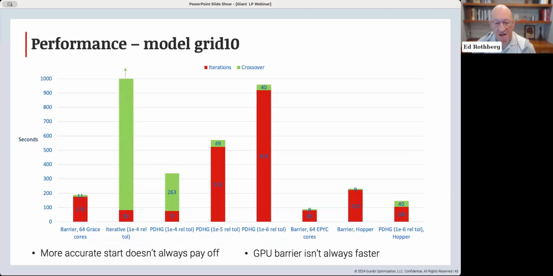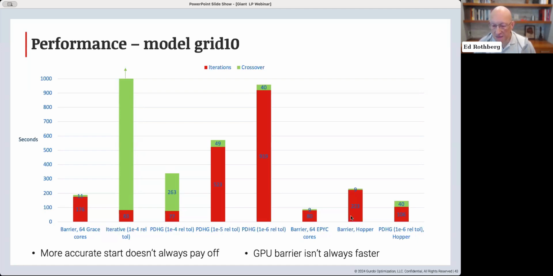All right, so here are results for a different model, a model grid 10. On this model, the barrier solver didn't have that much trouble solving, at about 190 seconds. So the iterative solver was able to solve this model quickly, but the crossover didn't converge. For PDHG, we see a similar pattern. As we tighten the tolerances, the time for crossover decreases, but the time for the iterations, of course, increases, and the increase in the iteration cost dominates the decrease in the crossover cost. So in this particular case, you're actually best off with a weaker convergence criteria.